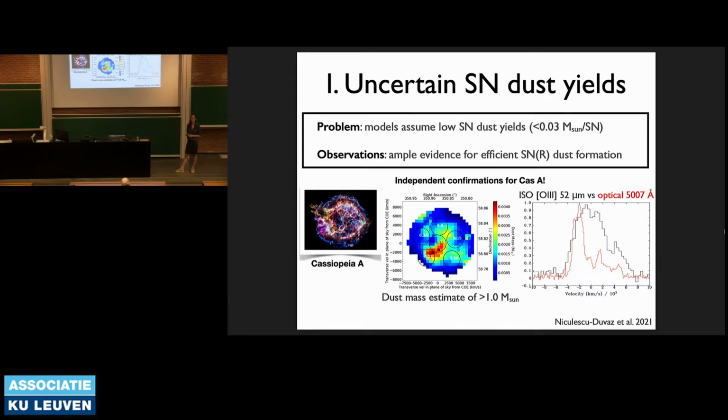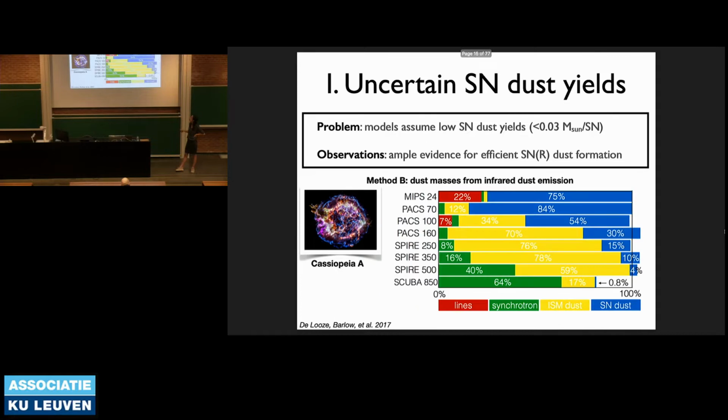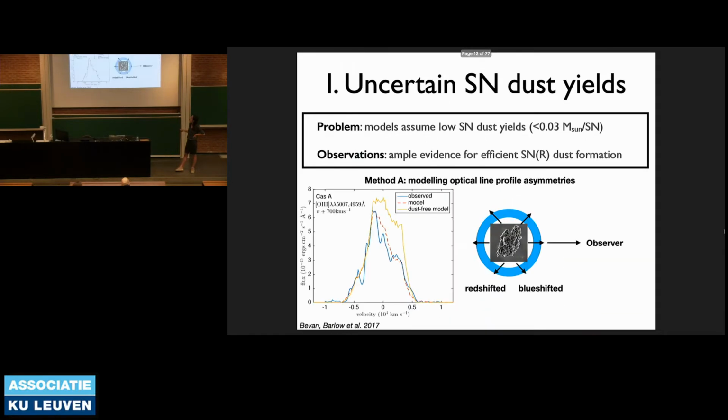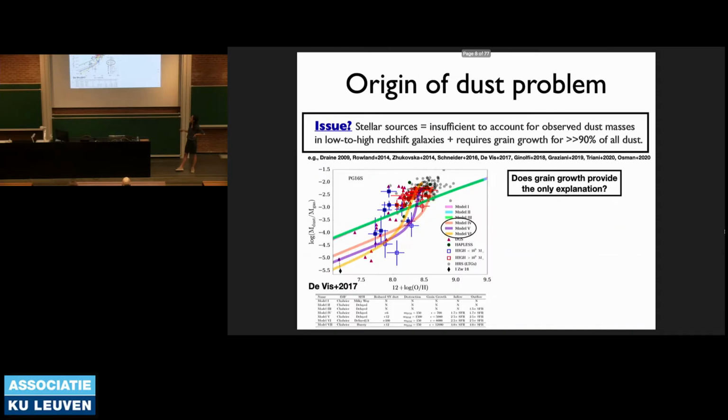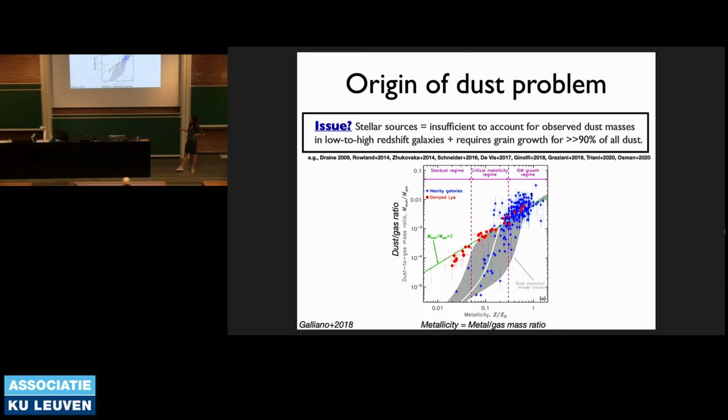Yeah, so you had plots where the damped Lyman alpha system showed up at low metallicity but high dust content. Can you comment on that? Here? The red ones, yes. Sorry, I didn't get the question. Just can you comment on what, I mean, what is the dust origin in there?